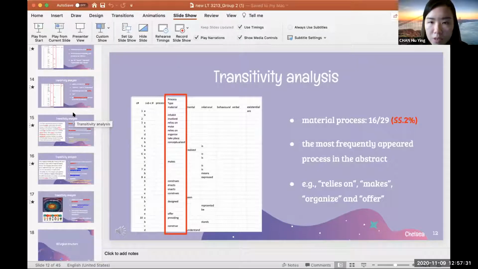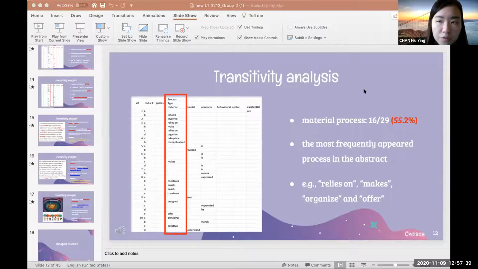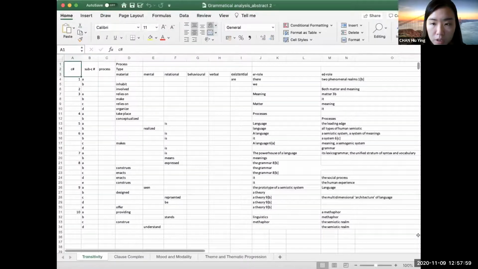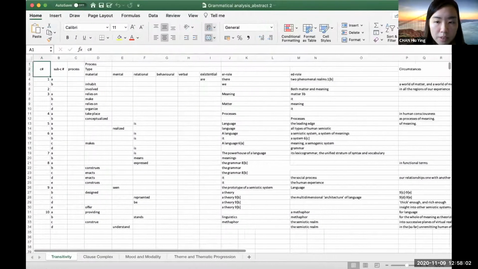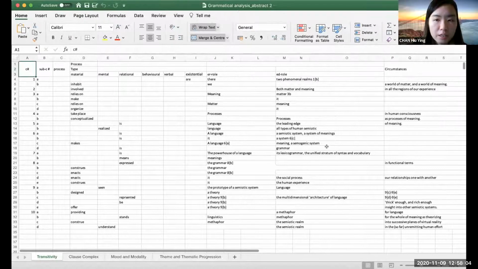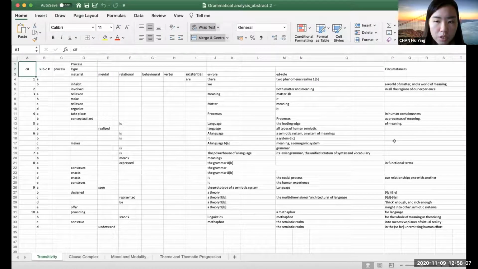According to our analysis table, the doer of this abstract is mainly the language, grammar, and theory, because the abstract is trying to talk about what a language is. It means they identify the language, and then it later talks about how a language can be represented by a system. So I think mostly the doer role of this abstract is language and grammar.